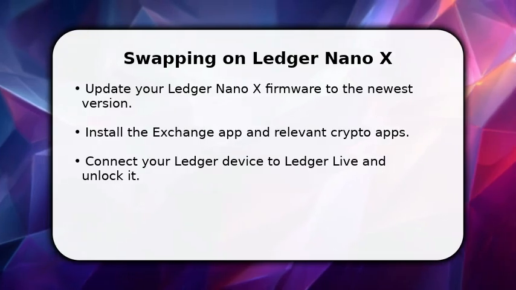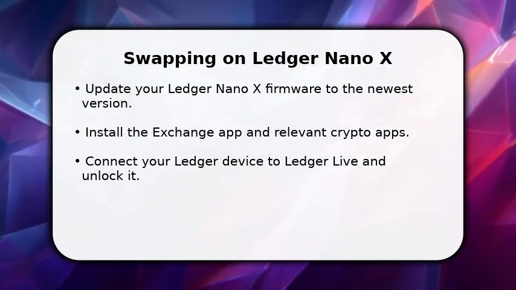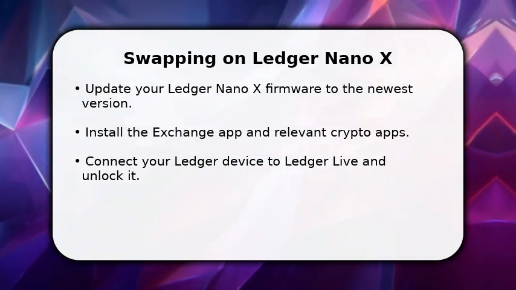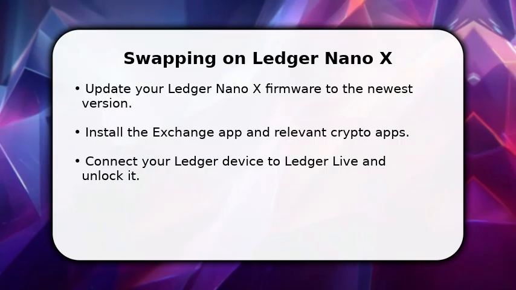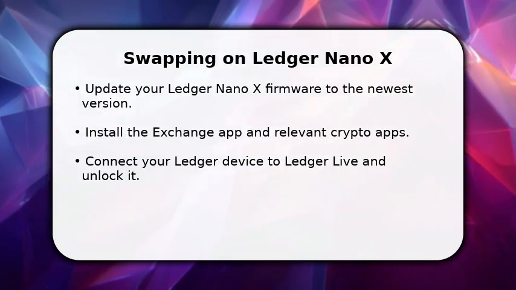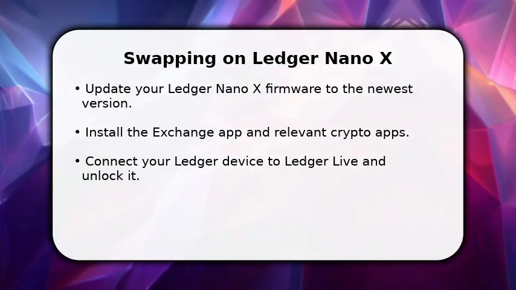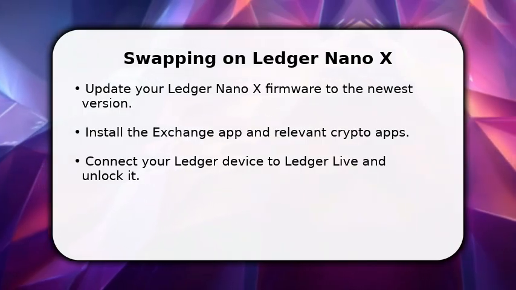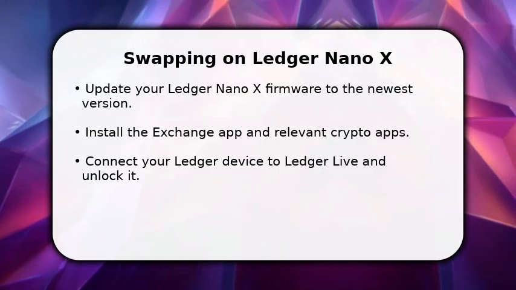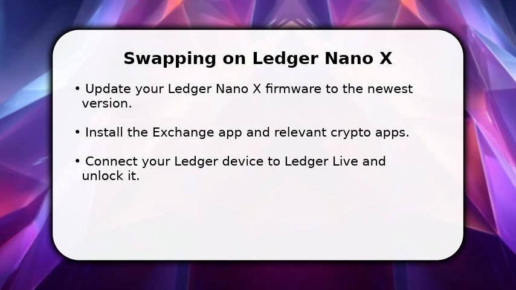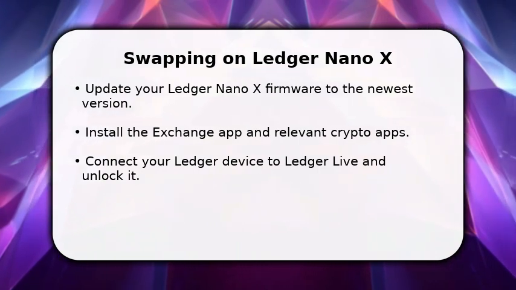Enjoy the video. In this video, I will explain how to swap on Ledger Nano X. First, ensure your Ledger Nano X firmware is fully updated for optimal security and functionality. Next, install the Exchange app and the specific cryptocurrency apps for the assets you plan to swap directly onto your device. Finally, connect your Ledger device to the Ledger Live application and unlock it using your personal PIN code. This prepares your device for the swapping process.